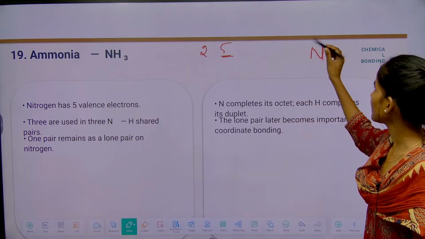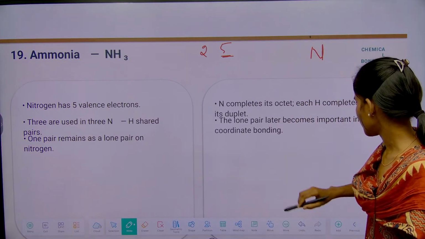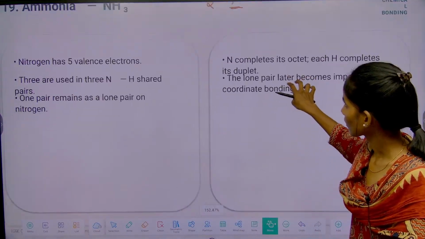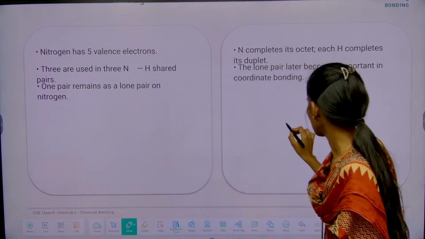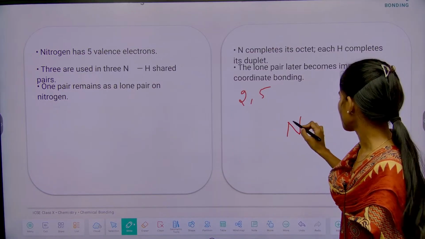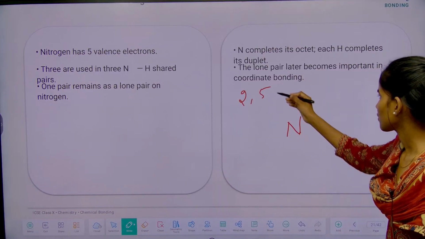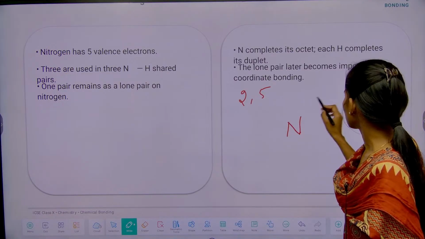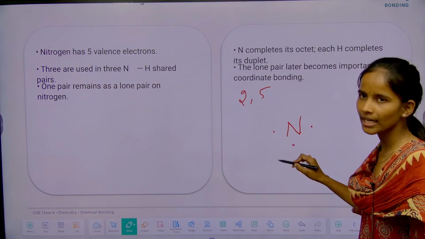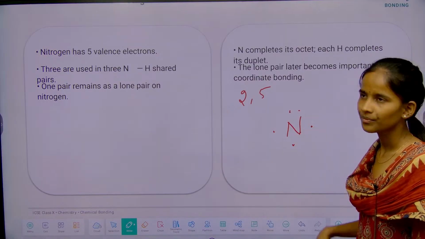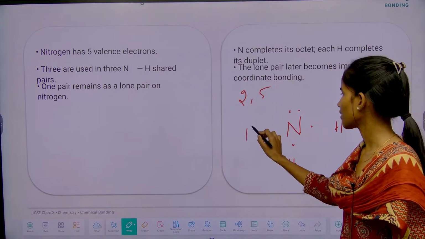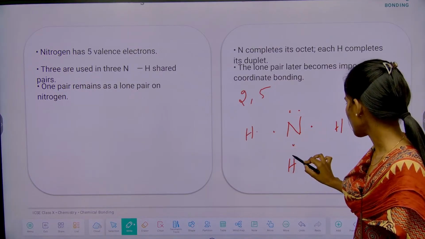Nitrogen has 5 valence electrons. I will write here. Nitrogen, its configuration is 2, 5. So in NH3, how many valence electrons are there? 5 valence electrons are there. 1 electron I am writing here, another here, and another here, and 2 more electrons I will write here. Okay. So 3 hydrogens, 1 hydrogen here, 1 here, 1 here, with 1 electron each.